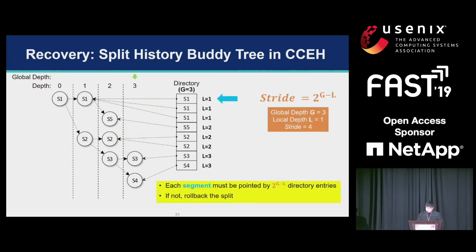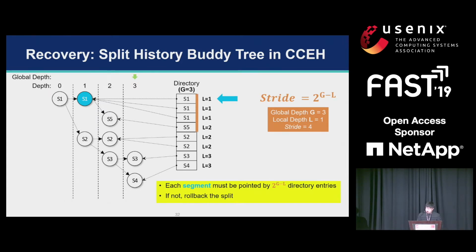We note that each segment should be pointed to by 2 to the power of (global depth minus local depth) directory entries. If this is not the case, we have to roll back or replay the split. As segment S1's local depth is 1 and the global depth is 3 in this example, S1 must be pointed to by 4 directory entries. However, S1 is pointed to by only 3 directory entries.